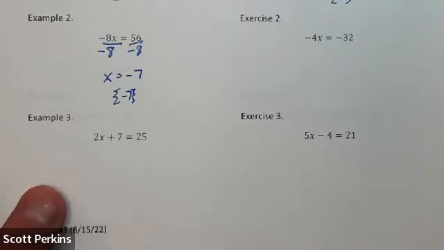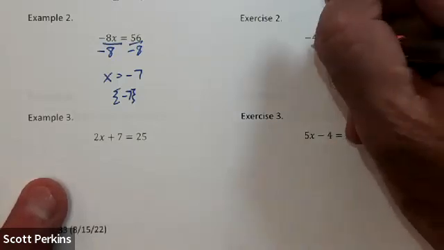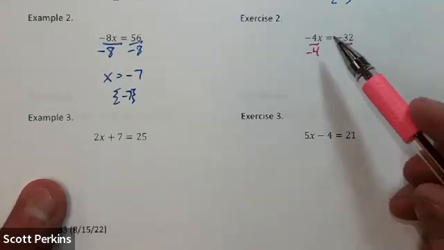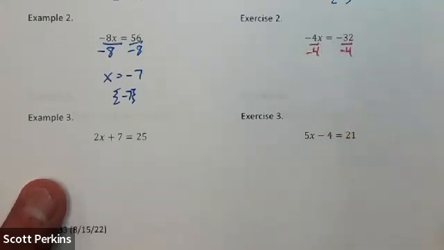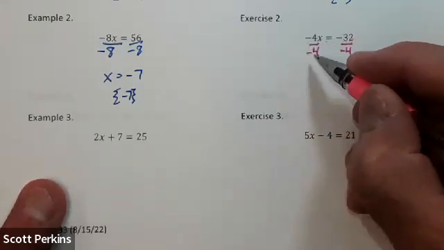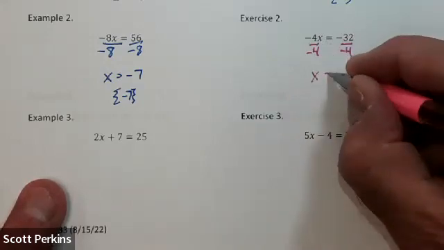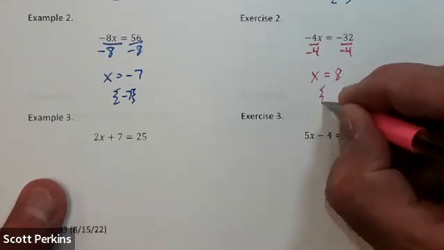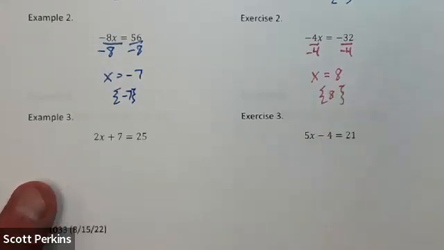And what did you do to both sides of this equation? Perfect. We're going to divide both sides by -4 because the opposite of multiplying by -4 is to divide by -4. So a negative divided by a negative is a +1x. A -32 divided by -4 is +8. And my answer is the solution set with an 8 in it.